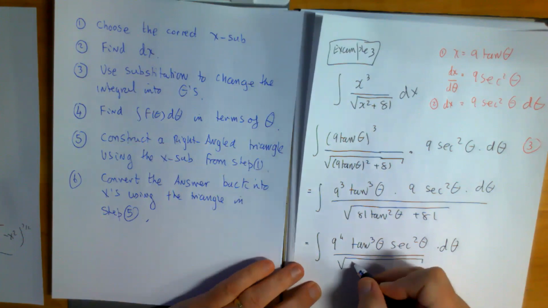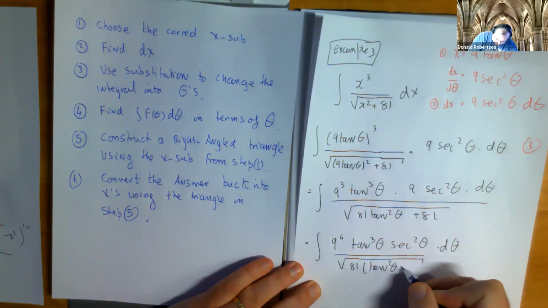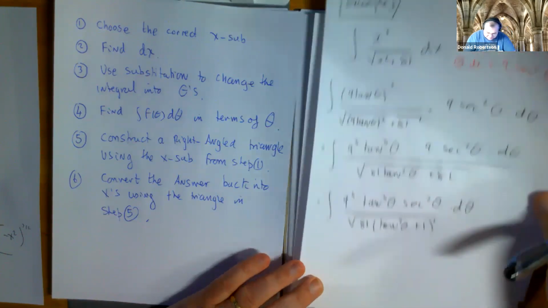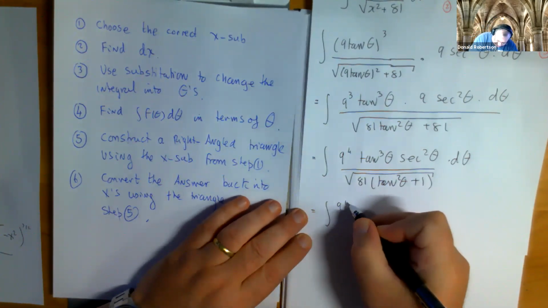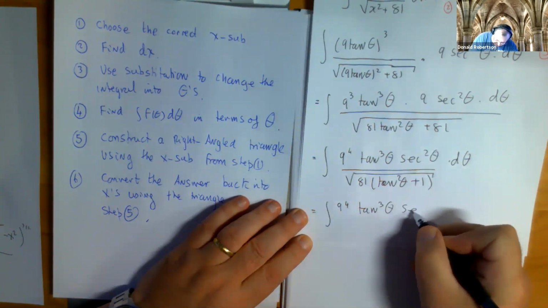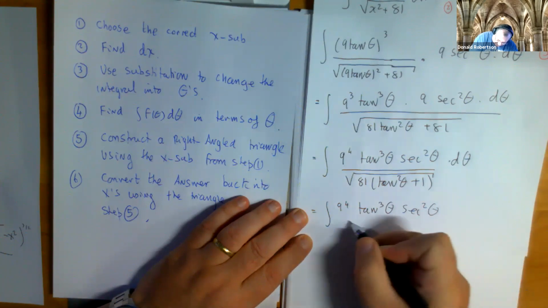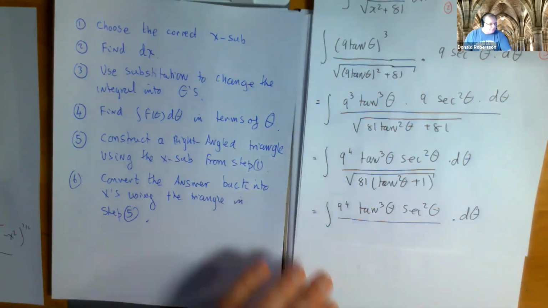$81 times in parentheses tan squared theta plus 1. Okay, that's a good start. It is not going to be that guy for long, because the way these things are designed, the guy inside the square root always becomes something nicer.